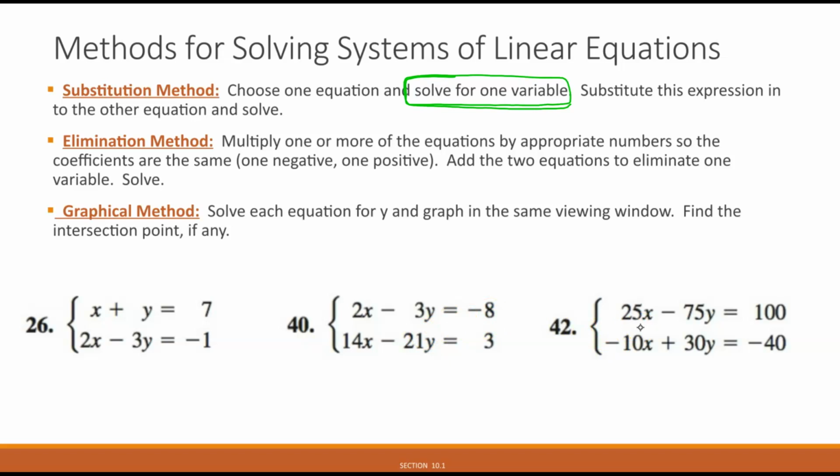This one, we can easily solve for x. x is equal to 7 minus y. Or we can easily solve for y. y is equal to 7 minus x. It doesn't matter which variable we solve for, but we're able to easily solve for one of the variables. So substitution is going to be easy for this one. Okay, substitution.